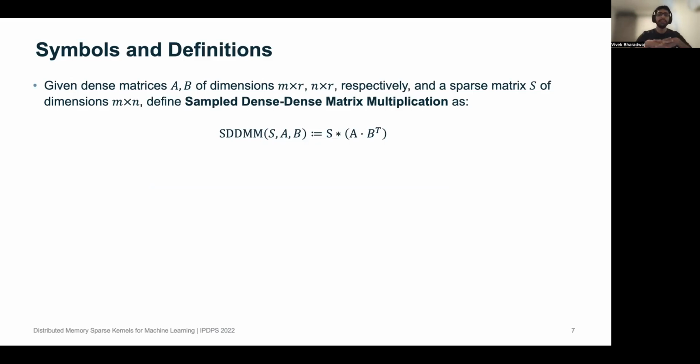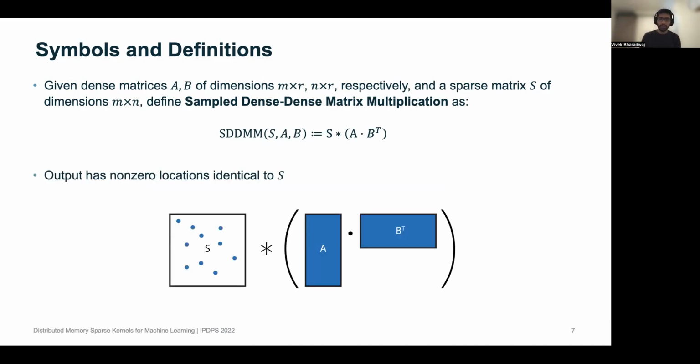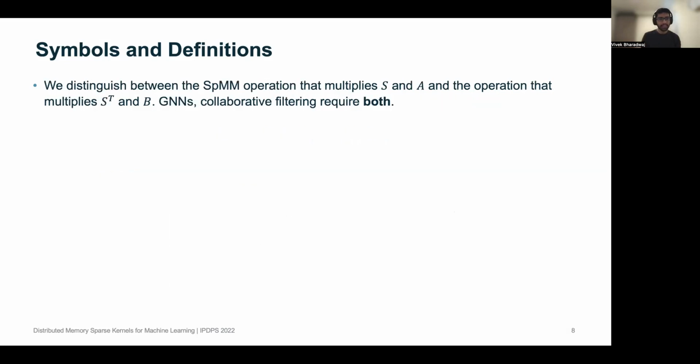And now let's actually define these two kernels. So given these two dense matrices A and B and a sparse matrix S, sampled dense-dense matrix multiplication computes the element-wise product of S with A times B transpose. Here's a little pictorial depiction of this. We have A times B transpose, that's a matrix multiplication, followed by a mask where the mask entries are given by S. So the output clearly has non-zero locations identical to S.